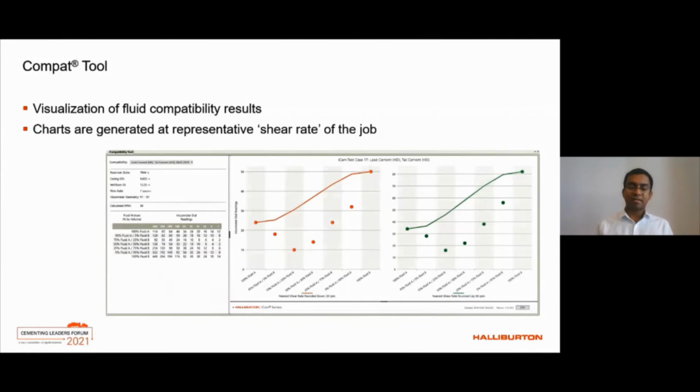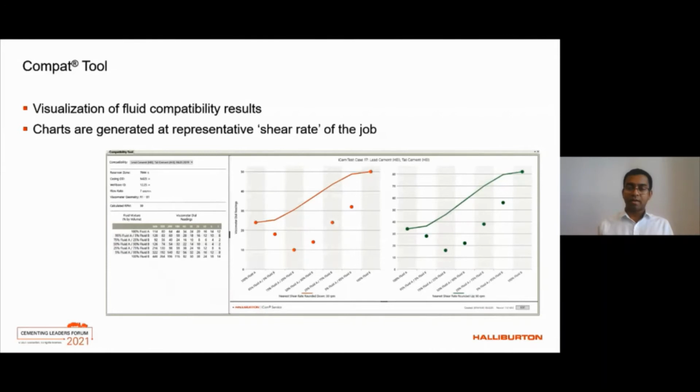Because you can't directly get the dial readings at the RPM of interest, what iCem does is it will look for the RPM slightly above and also below the representative RPM on the charts there. The red chart is talking about 30 RPM, which is below the representative RPM of the wellbore, and then the green chart is above the representative RPM of the wellbore.